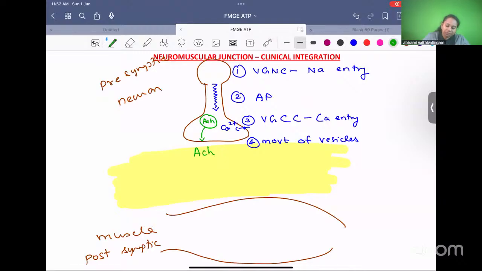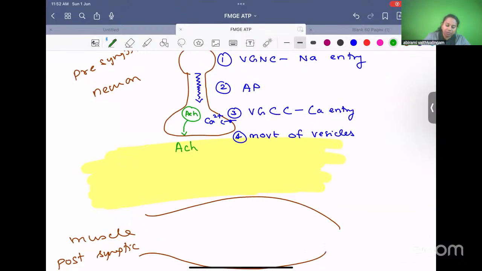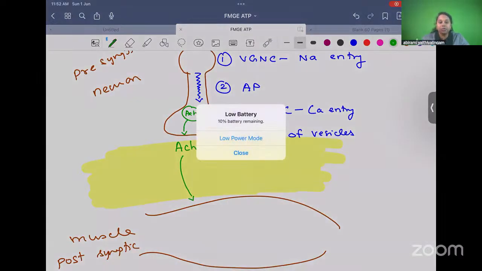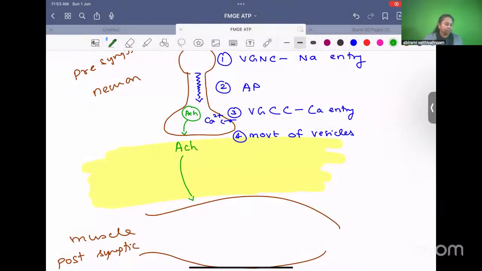Now, what is the fate of this acetylcholine? This acetylcholine crosses the neuromuscular junction to bind to its nicotinic receptors. Where are these nicotinic receptors present? Nicotinic receptors are present on the muscle. So acetylcholine binds to the nicotinic receptors. Once acetylcholine binds to the nicotinic receptors, the same four steps will repeat in the muscle. Very simple, same four steps.